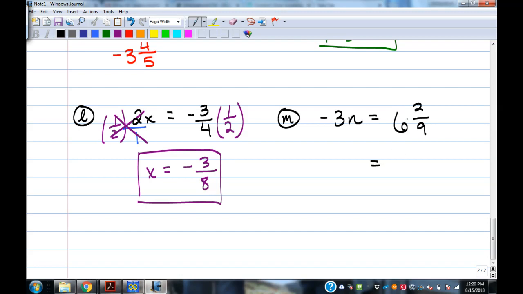9 times 6 is 54 plus 2 is 56 over 9. Now, what else do I need to change in this problem? Into what? Nope. Negative 3 over 1. We're going to use, as Hunter said, a 1/3 to do what? Multiply. Good. Negative 1/3 is what we're going to multiply by.